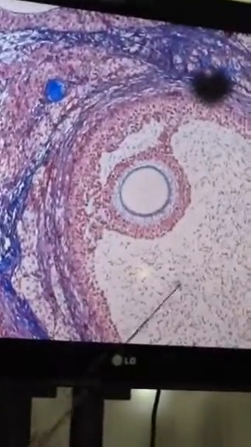And then this thing here called the antrum with the fluid in it, and the egg, and what these cells are called, we don't need to worry about that right now. We'll study that when we get to the reproductive system. If you scan around on the ovary slide, you'll see lots of stuff on there.